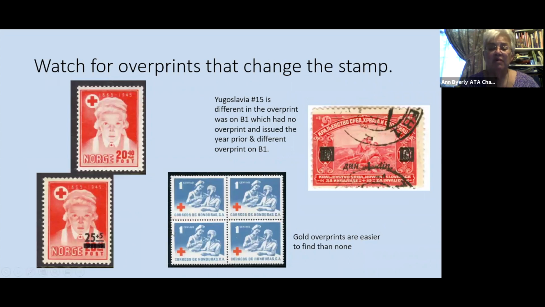So watch for the overprints, because you can see here, actually in this case, this stamp from Yugoslavia was first printed as a semi-postal with the B1 semi-postal. Then with the overprints, it became Yugoslavia number 15 in its definitives. So it's kind of the reverse from what we see in Norway's student nurse stamp. The Honduran stamps, actually this one has no overprints on it, and the gold overprints are easier to find than none at all. So you have to kind of watch what's going on, different stamps.